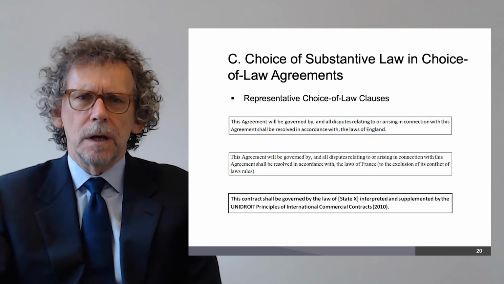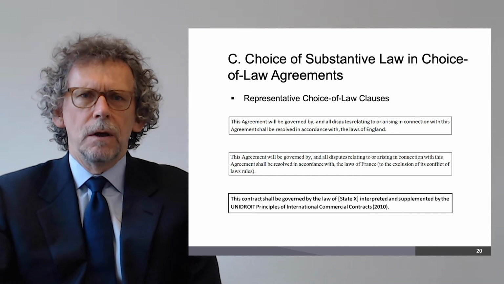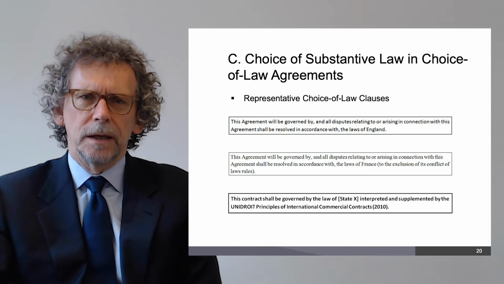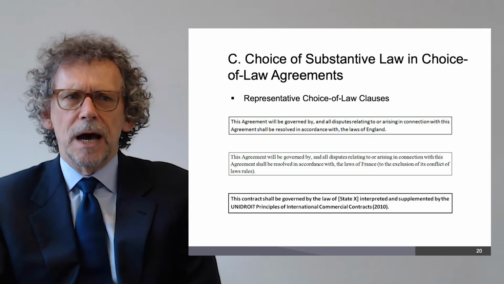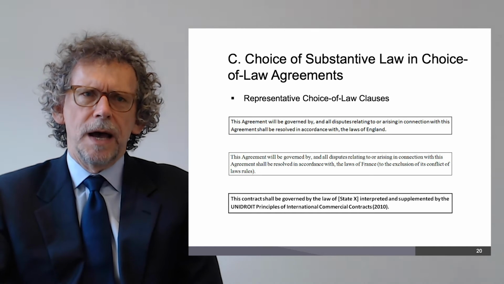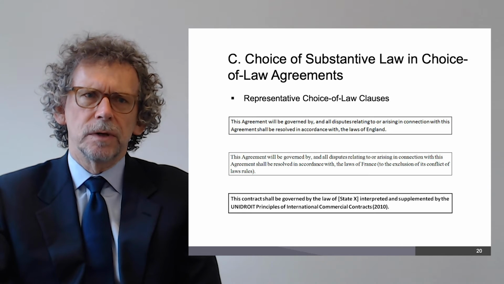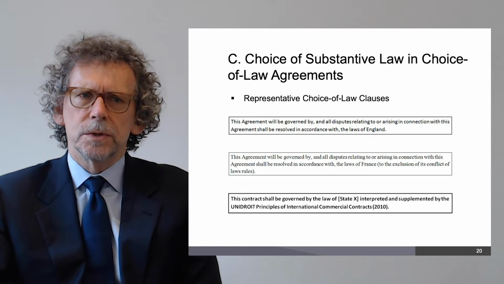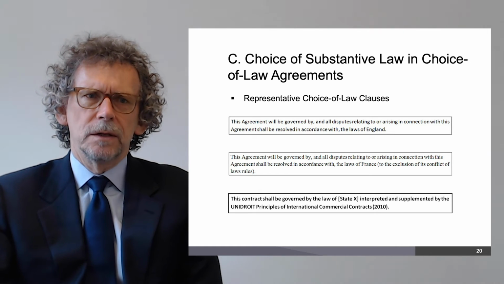What does a choice of law clause look like, a choice of law agreement, if parties choose to use their autonomy under Article 28.1? We can see several examples on the current slide. One common formulation is as follows: this agreement will be governed by, and all disputes relating to or arising in connection with this agreement shall be resolved in accordance with the laws of England. You can see other examples on the current slide.